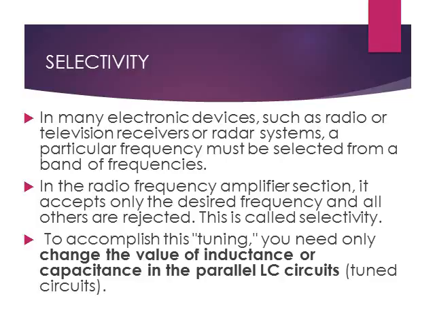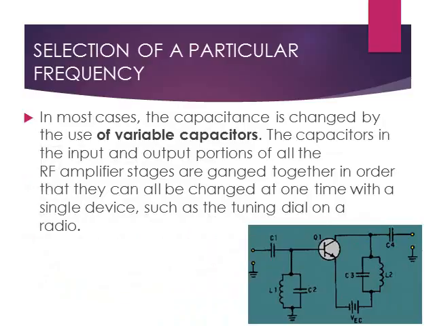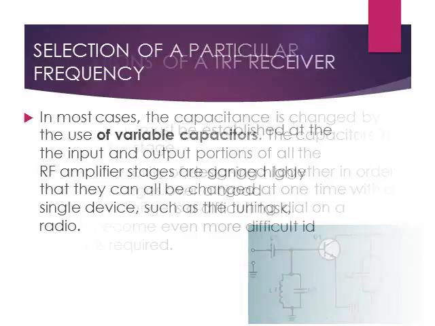For example, if you change the channel, then all you have to do is vary these capacitors. In most cases, the capacitance is changed by the use of variable capacitors. The capacitors in the input and output portions of all RF amplifier stages are ganged together so that they can all be changed at one time with a single device, such as the tuning dial of a radio.